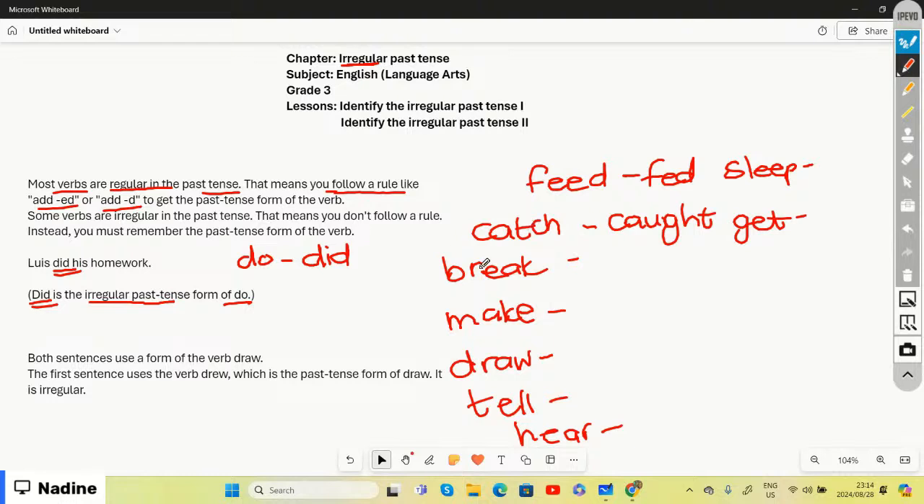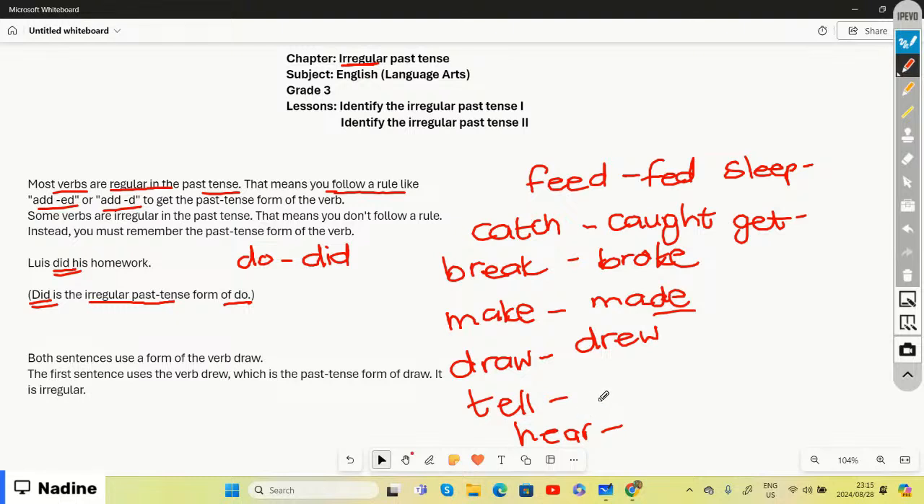And the past tense of break is I broke something. Make. I make food. Yesterday I made food. So made. Yes, made is correct. Draw, and then we have the past tense is drew.